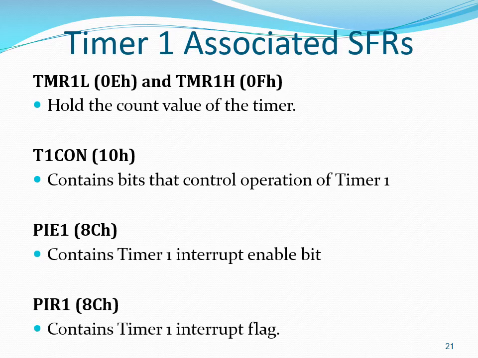Timer 1 has 5 associated SFRs. These are TMR1L and TMR1H that are used to hold the count value of the timer. TMR1L holds the lower byte, whilst TMR1H holds the higher byte.